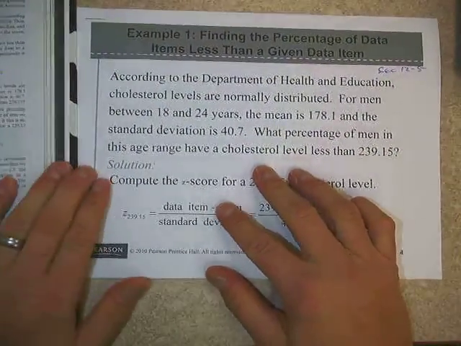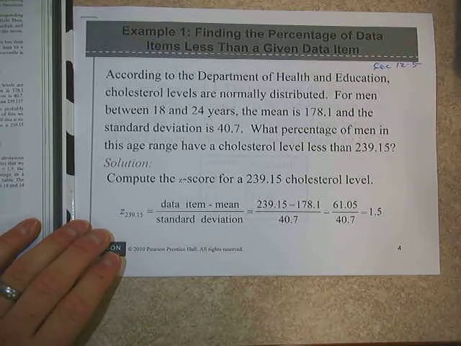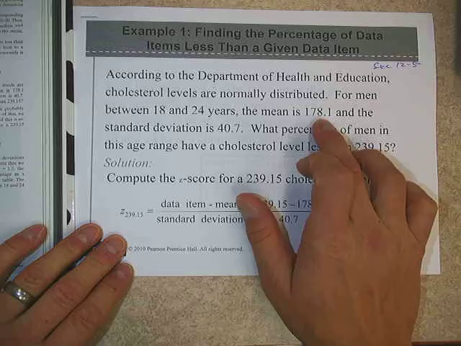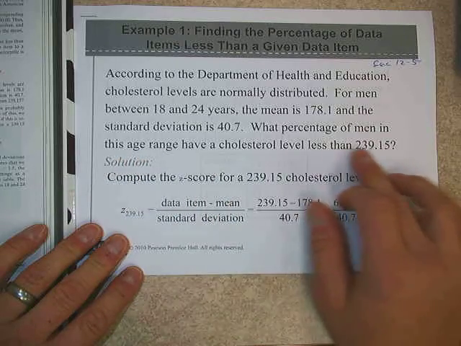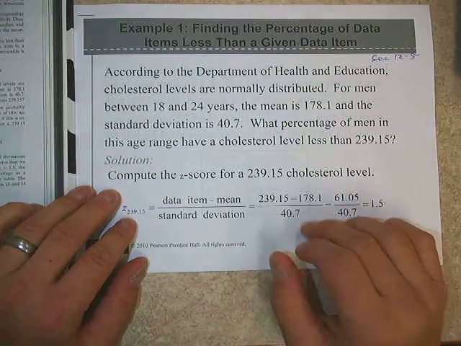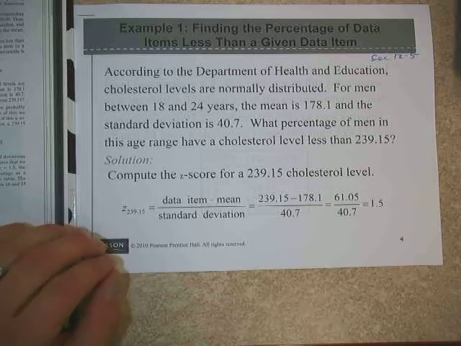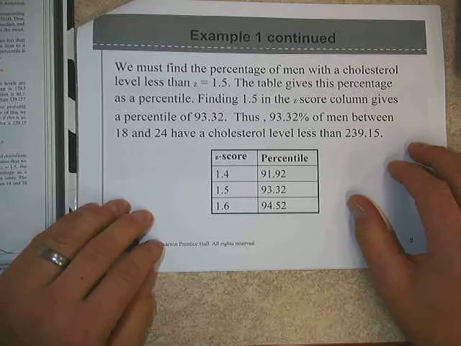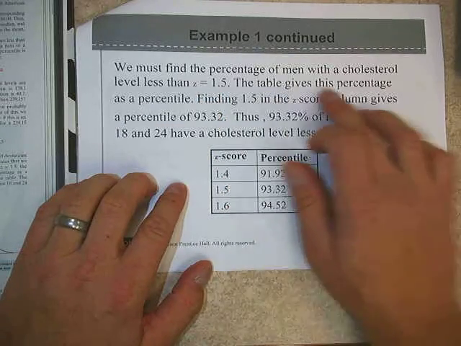Okay? So let's start out by looking at a situation where we want to find the percentage of data that's less than a given data item. So similar to problems that we had in the last section, it says according to the Health and Education Department, cholesterol levels are normally distributed. With men 18 to 24, the mean is 178.1, the standard deviation is 40.7, and we want to know what percentage of men in this range have a cholesterol level that's less than 239.15. Anytime we're looking for this less than percentage, what we want to do is calculate the z-score. So data item minus mean divided by standard deviation, in this case is 1.5. So that is our z-score, and we must find the percentage of men with a cholesterol level that are less than 1.5.